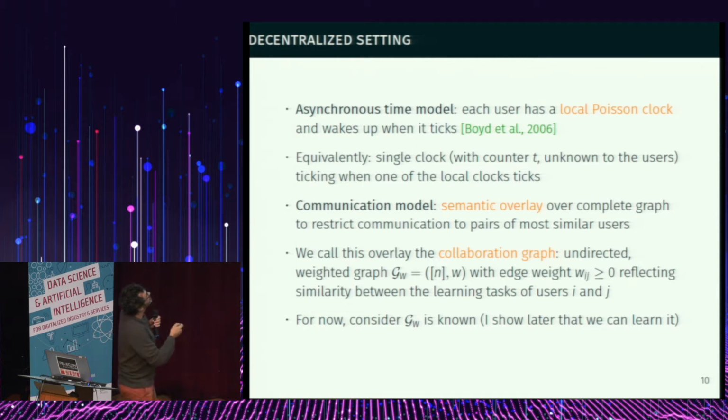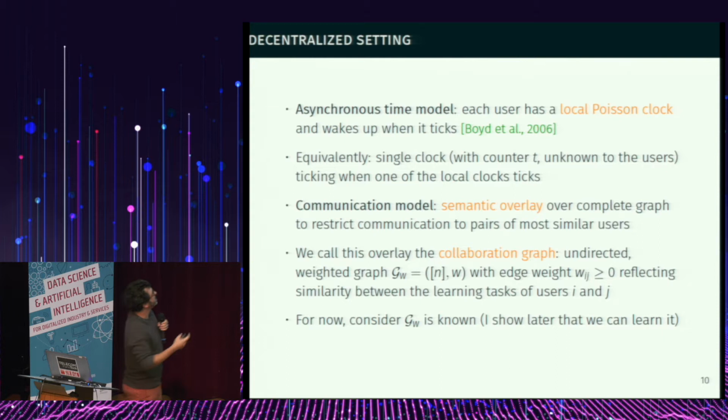We can still formalize our algorithm by thinking about a single clock with a counter t, which ticks each time one of the local users wakes up, but the users don't need to know this counter. This counter is something global that counts how many users have become active so far, but it doesn't need to be known by the users, so they don't need any synchronization whatsoever.